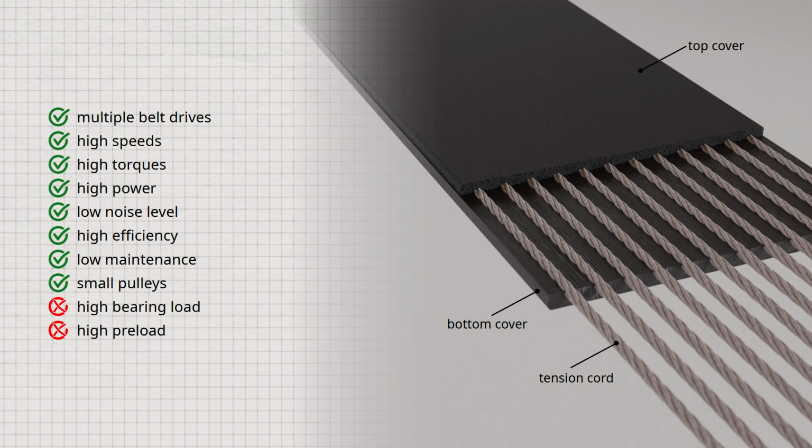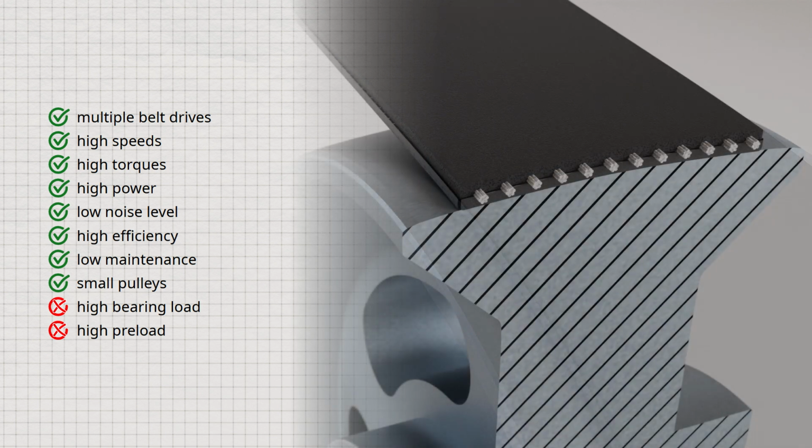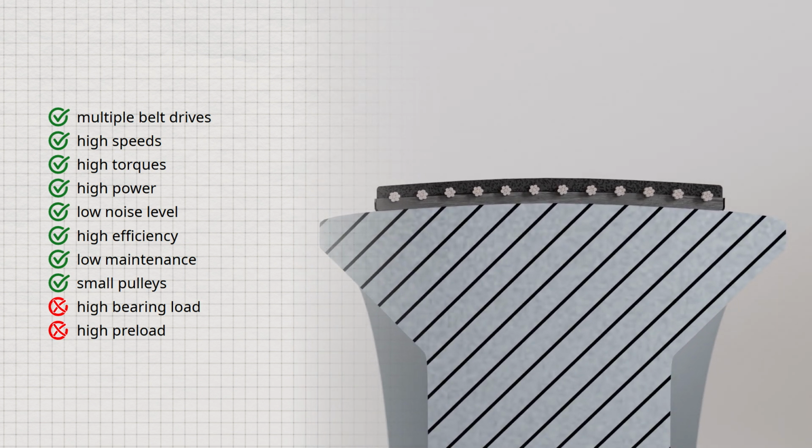To prevent the flat belt from jumping off the pulley during operation, the cross-section of the pulley's contact surface is slightly convex. The height of the convexity is usually between 0.3 and 1.2 mm, depending on the width of the pulley. This ensures that the belt is self-centering and prevents it from running off. This paradoxical behavior is explained in more detail in a separate video.